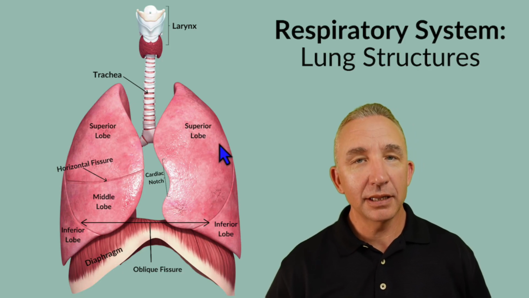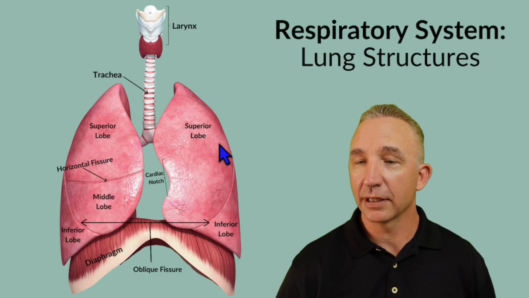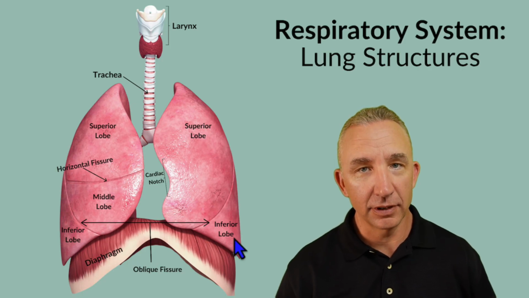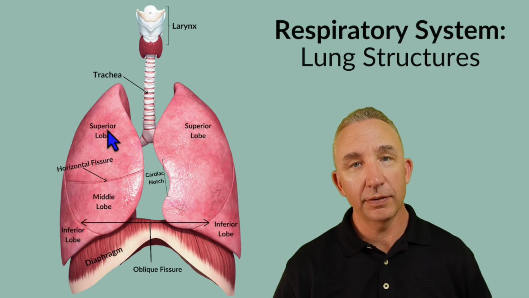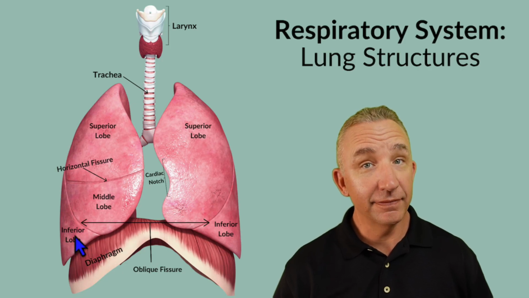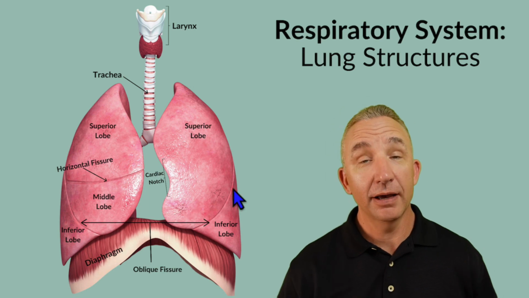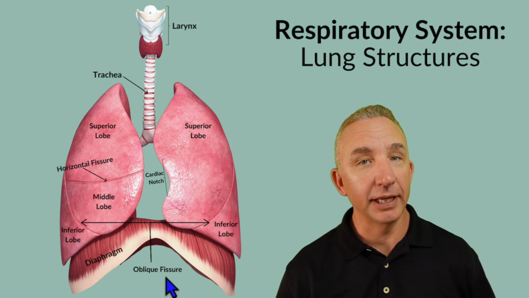When I look at the left lung, it's slightly smaller because I have to provide room for the heart on the left side. It has two regions, the superior lobe and the inferior lobe, versus the right side, which is a little bit bigger. It has three lobes: superior, middle, and inferior lobe. They're separated by what we call fissures. I have one on the left side, and it's running at an angle, so we call it the oblique fissure.